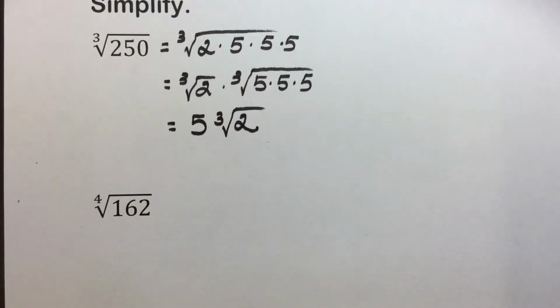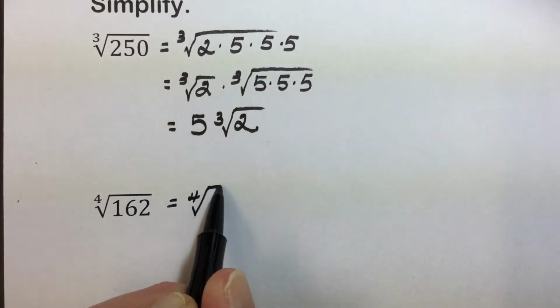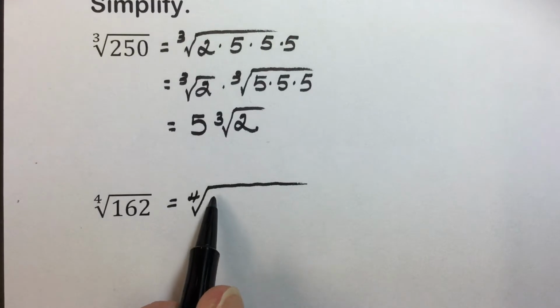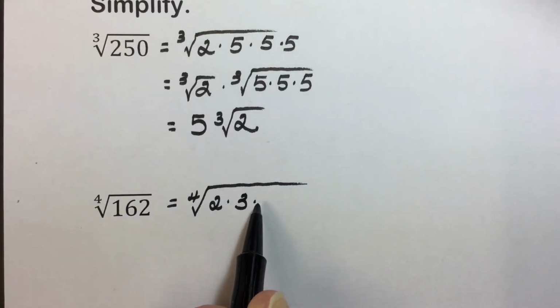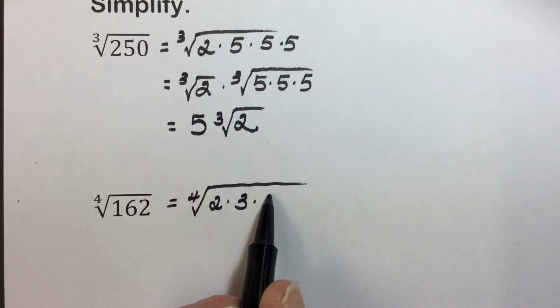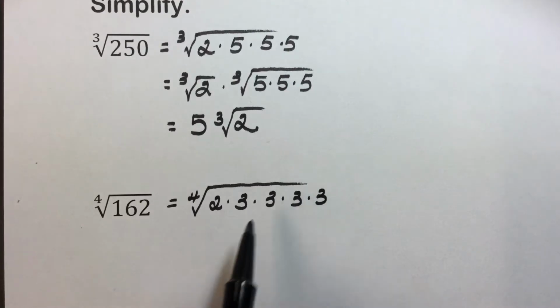In the next one, they're asking us for the fourth root of 162. Again, we'll do a prime factorization. 162 is 2 times 81. 81 is 3 times 27. 27 is 3 times 9. And 9 is 3 times 3.